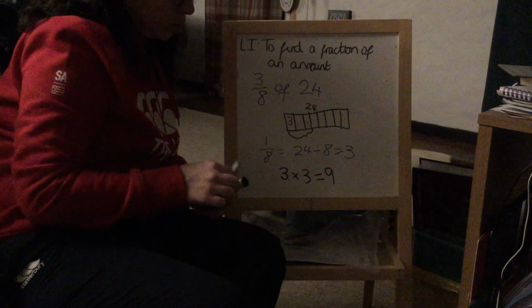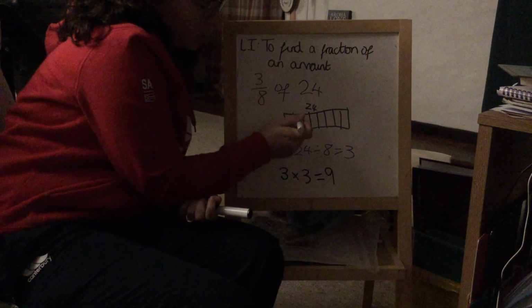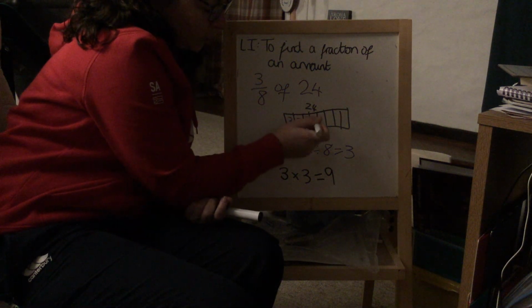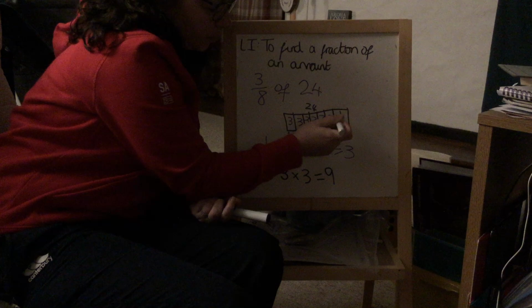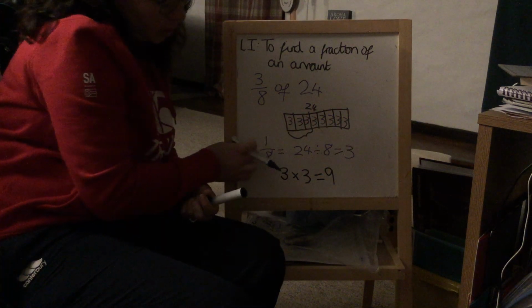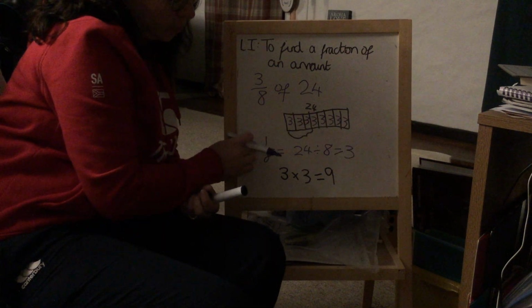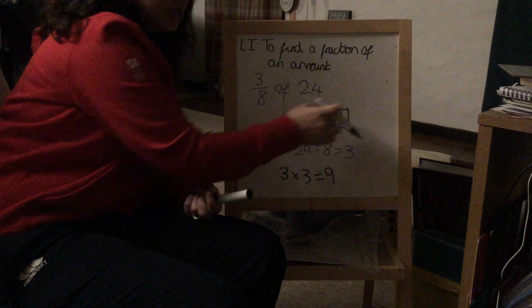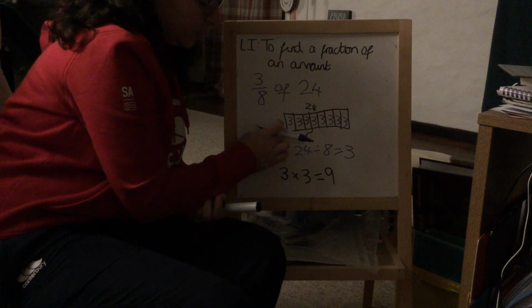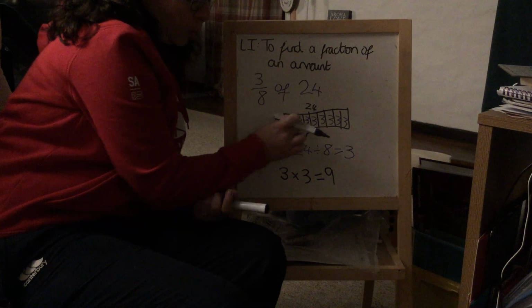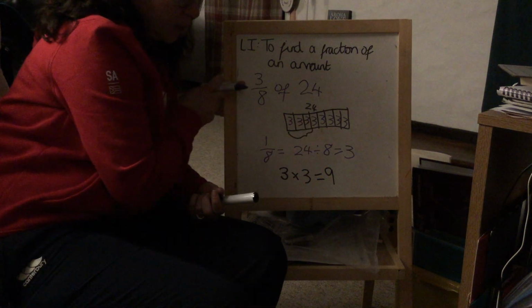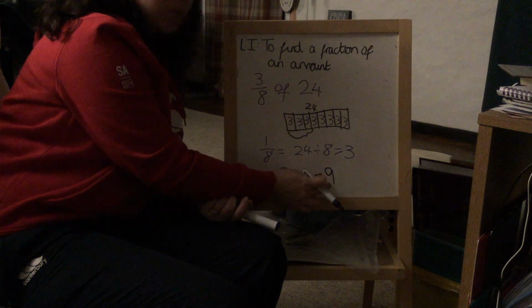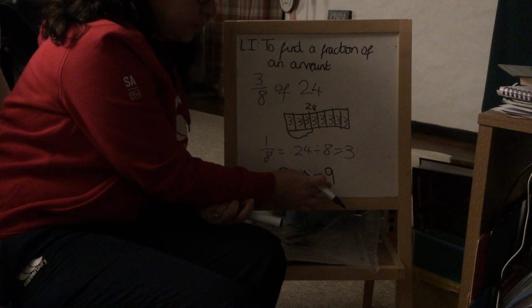So we would have in our bar, each one of these is worth 3, because we know 1/8 is 3, because 24 divided into 8 is 3. And then we know that we have 1, 2, 3 of them to have 3/8. That means we equal 9.